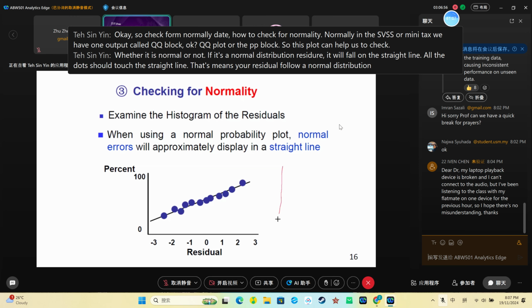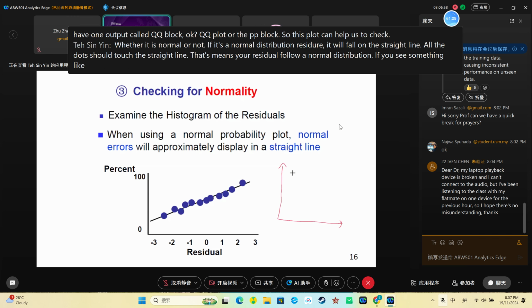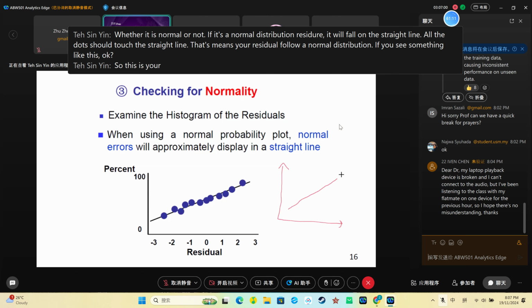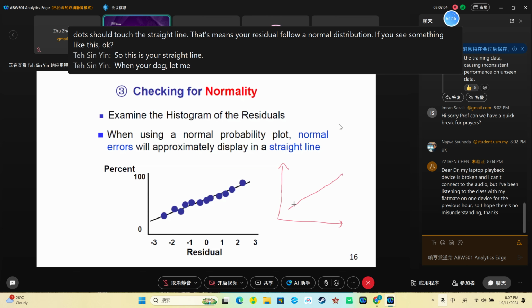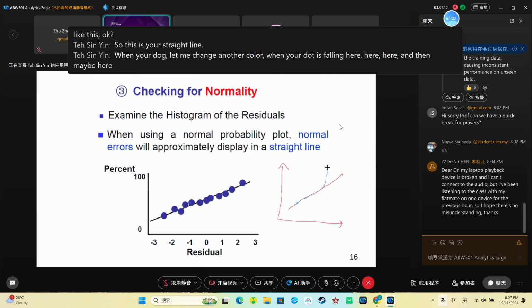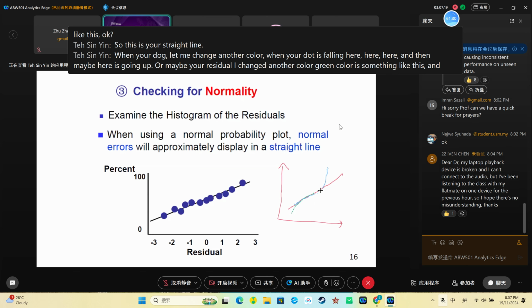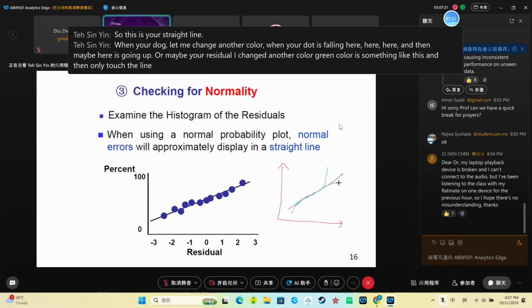If you see something like this, so this is your straight line. When your dot, let me change another color, is falling here, here, here, and then maybe here is going up. Or maybe your residual, in green color, is something like this, and then only touches the line, and then leaves the line.